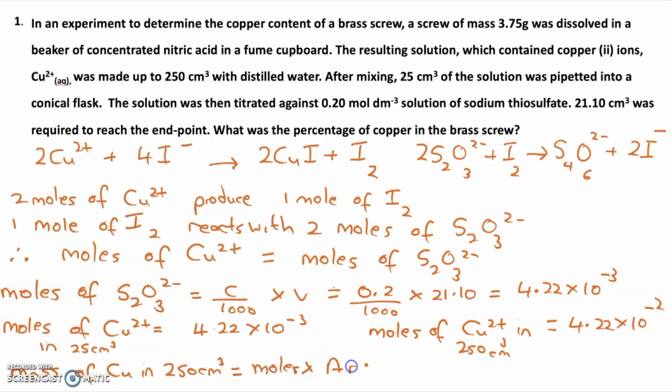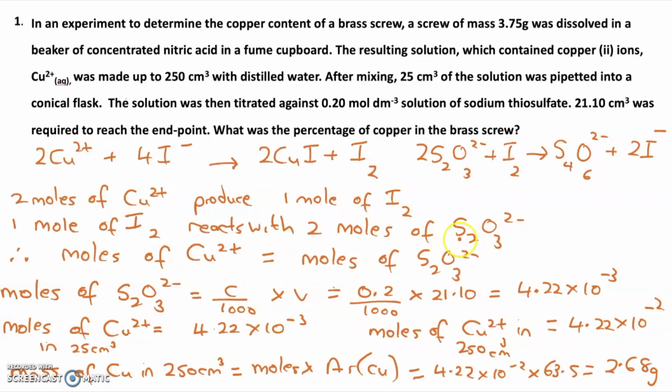Now the next step is to work out the mass of copper in 250 centimeters cubed. To do this we need the moles of copper in 250 centimeters cubed, and we times it by the Ar of copper, which is 63.5. If we do this, we get a mass of copper equal to 2.68 grams.